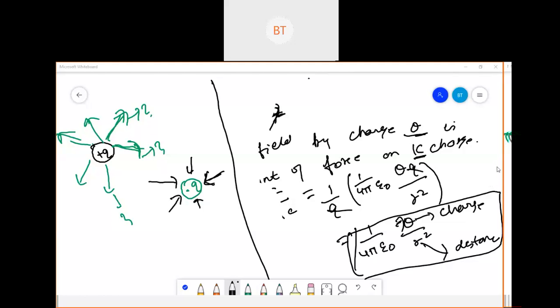So is it clear? So is this clear? Yeah. So now we will calculate this value. How to calculate this value? Now I will tell you how to calculate this value.